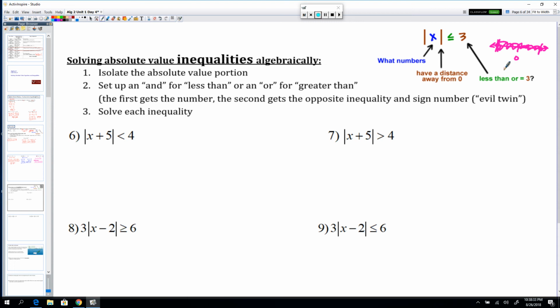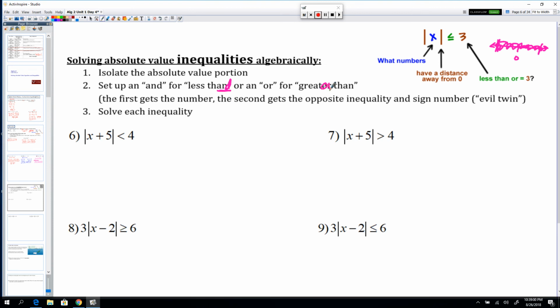Okay? And once again, we have a 3-step process for solving these. Number 1 is always isolate the absolute value portion if it's not already done for you. Second step has a little set of decisions we need to make. We need to set up an AND conversation for a less than symbol. We need to set up an OR for a greater than symbol. Some people remember this as less than for the AND.